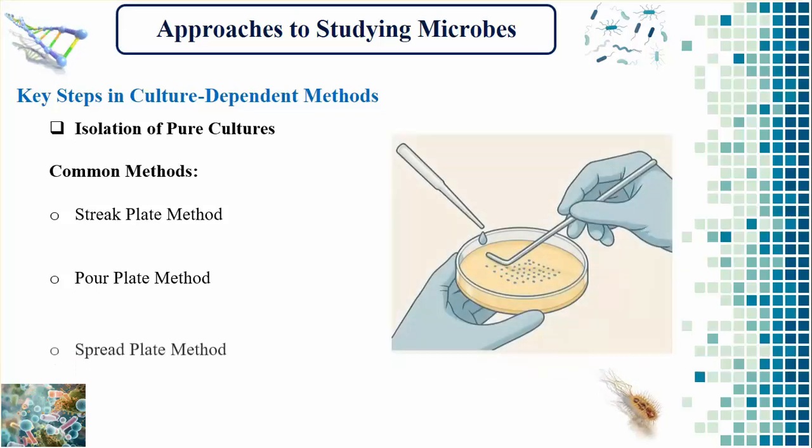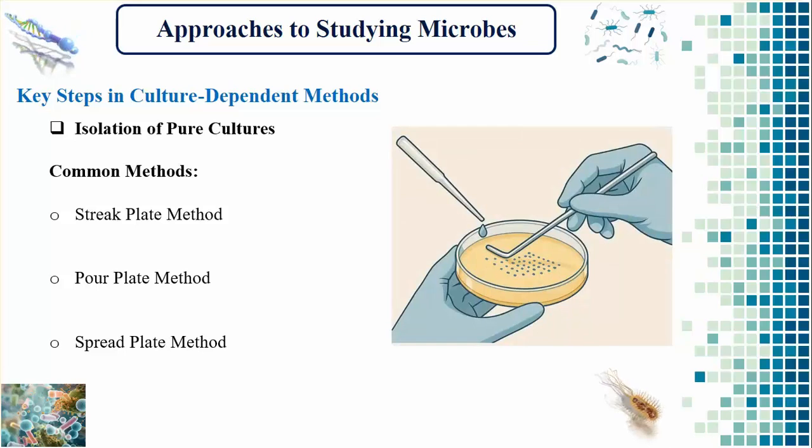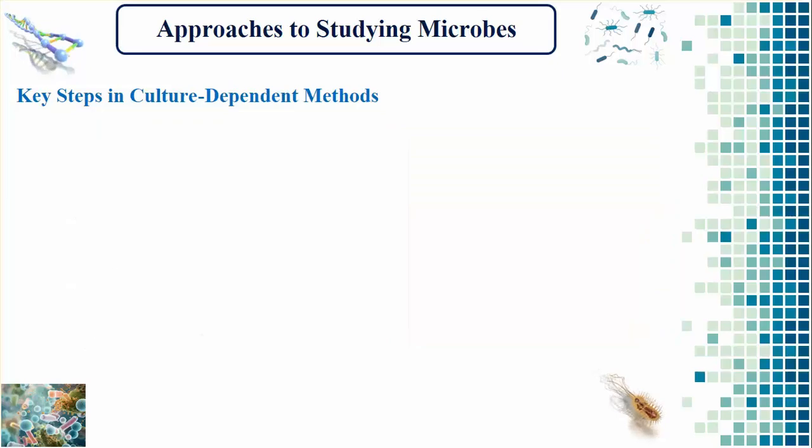The third technique is the spread plate method. In this method, a small volume of diluted microbial suspension is placed onto the surface of an agar plate and evenly spread using a sterile spreader. The microorganisms then grow as separate colonies on the surface of the agar. These techniques allow microbiologists to isolate individual colonies and obtain pure cultures, which can be used for further identification and analysis.